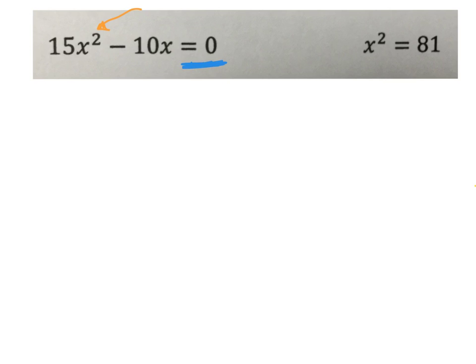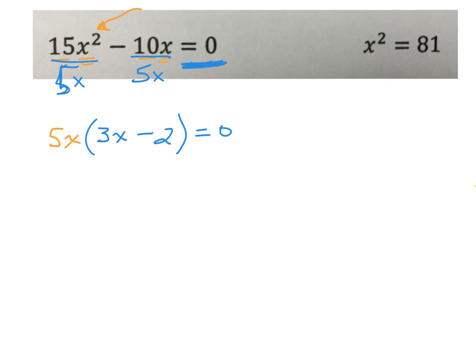Now, in this particular example, hopefully you note 15 and 10 have a common factor. That common factor is 5. X squared and x, they have a common factor of x. And once I've established that common factor, remember I pull it out and then divide both the 15x squared and 10x by that 5x, and you're going to see we end up with 3x minus 2 inside our parentheses, and that is, of course, equal to 0.